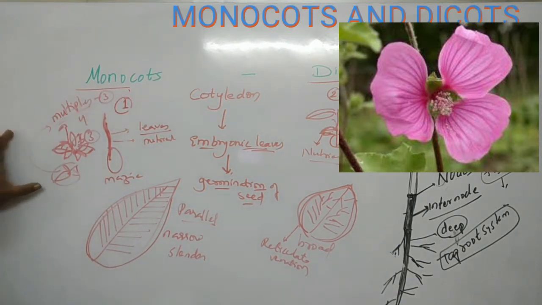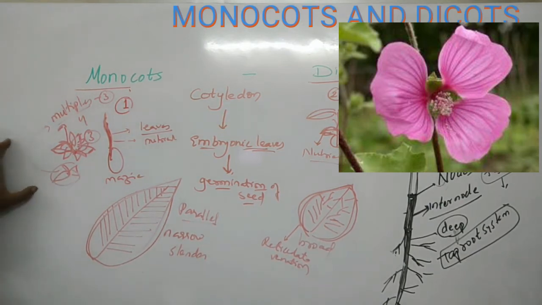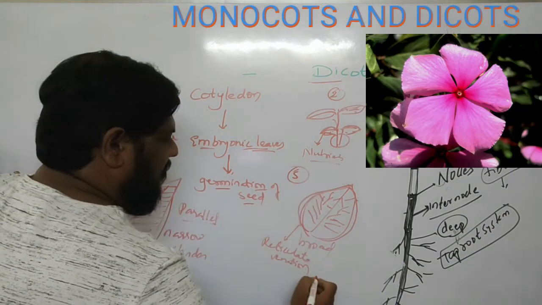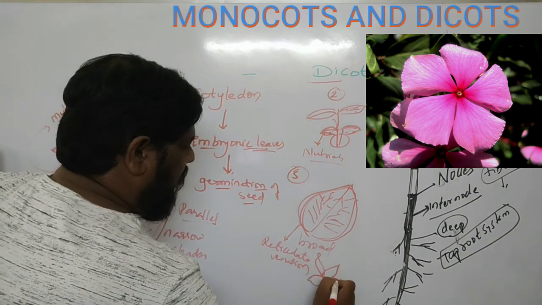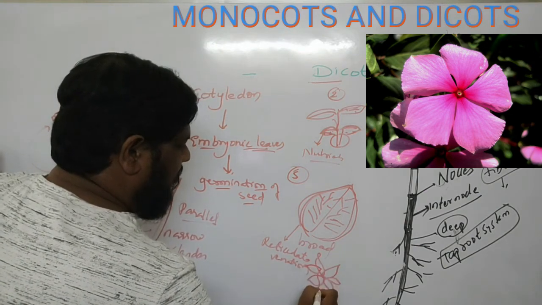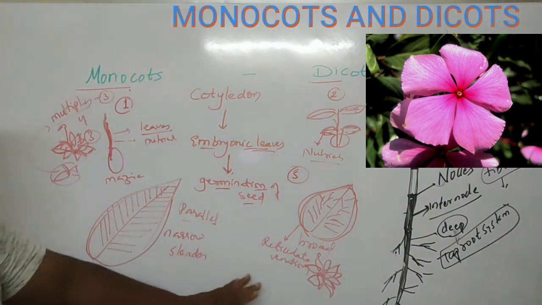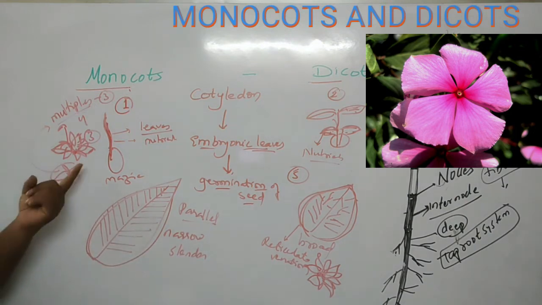So here you can see the 3 petals, right? Otherwise you can say multiples of 3 petals here. And when you come to the dicots, you can see multiples of 5 petals: 1, 2, 3, 4 and 5, and again 1, 2, 3, 4 and 5. Like this, you can see multiples of 5 petals in dicots, whereas in the monocots you can see multiples of 3 petals.